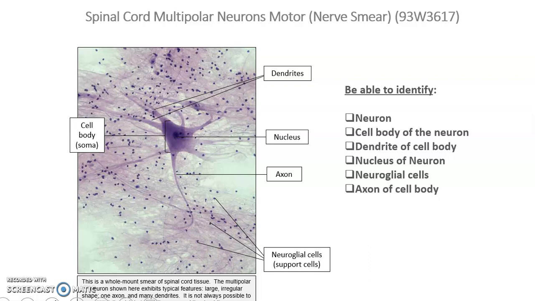This is our first slide today, a spinal cord multipolar neuron. So the motor neuron is formed of three parts: the cell body, this is the cell body, the dendrites, the nucleus inside the cell body, and the axon. Around the neuron, we can see these purplish dots, which are the supporting neuroglial cells.